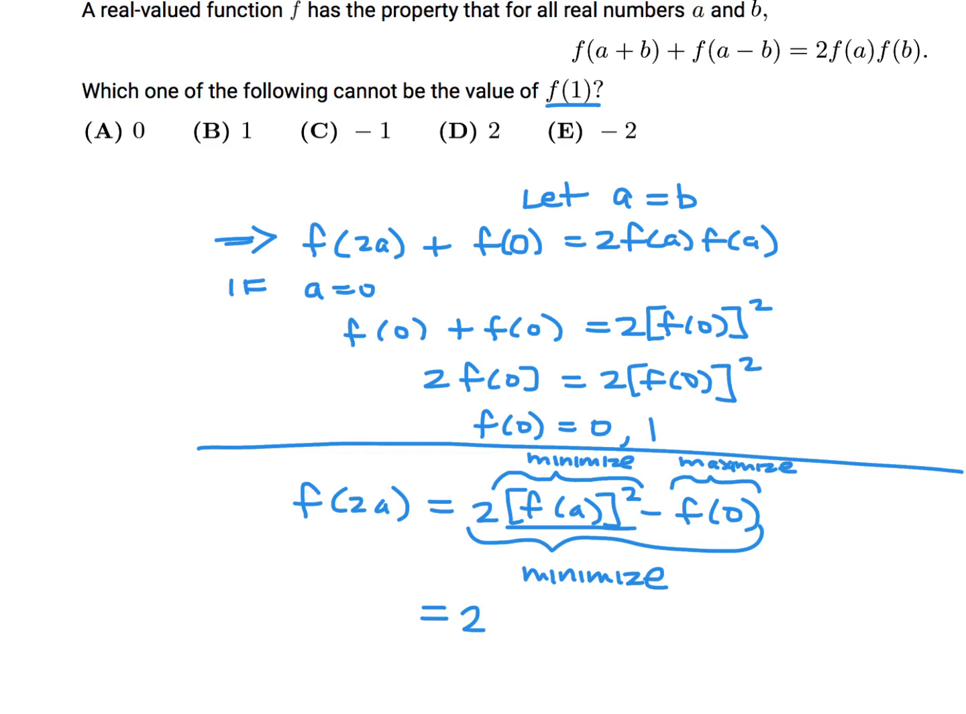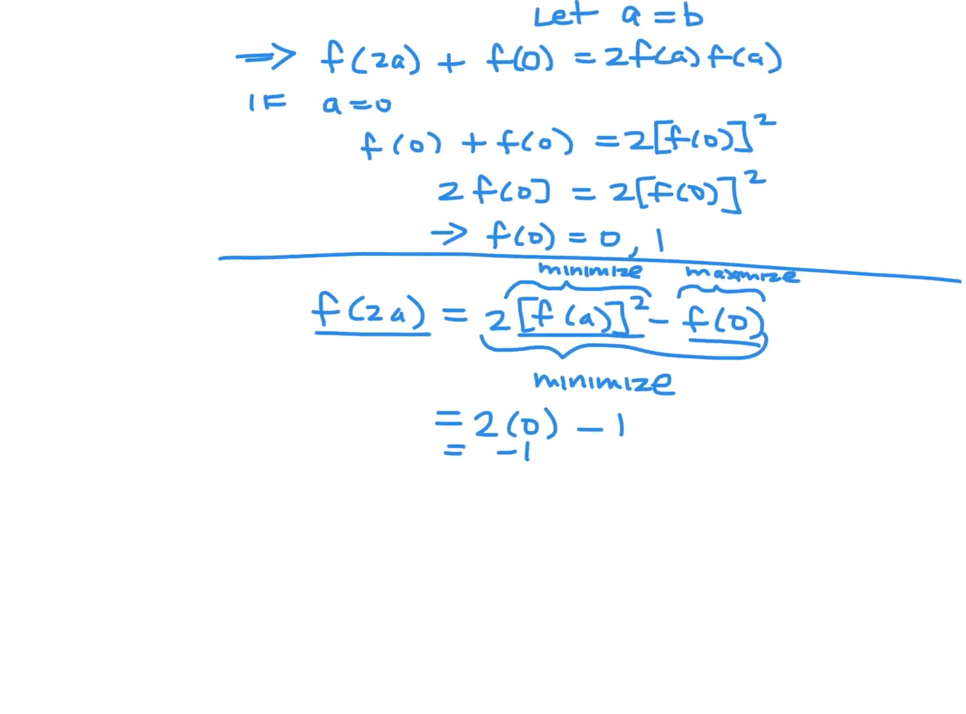Okay, so to minimize this expression, basically, the minimum value of f at a squared is 0. The reason is that f at a squared has got to be at least a positive number or 0, since it's a square of something. You can't get a negative if you square something. And the maximum value of f at 0 from here is 1. There's only two values, 0 and 1, and the maximum of those two is 1. So that looks like to me minus 1. So minus 1 is the minimum value.